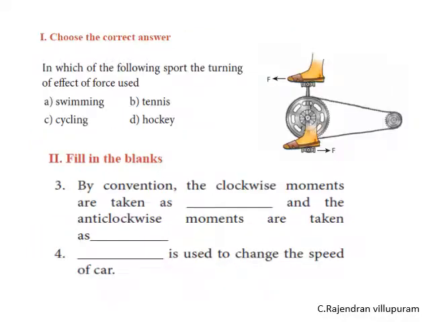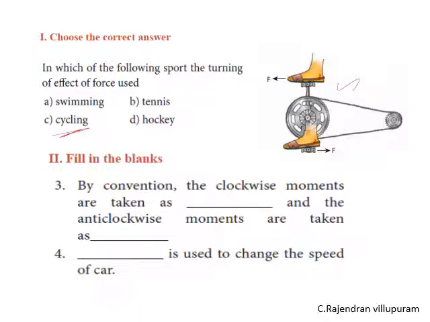Okay, right. Next we go to the evaluation part. In which of the following sports is the turning effect of the force used? Which of the four sports here has a turning effect? What did I say turning effect is? If you apply the force, rotation should happen. Swimming, tennis, cycling, hockey. Where the rotating effect occurs, the turning effect occurs. It should not occur in swimming, tennis or hockey. So the answer is cycling. This is the clue I have given here.